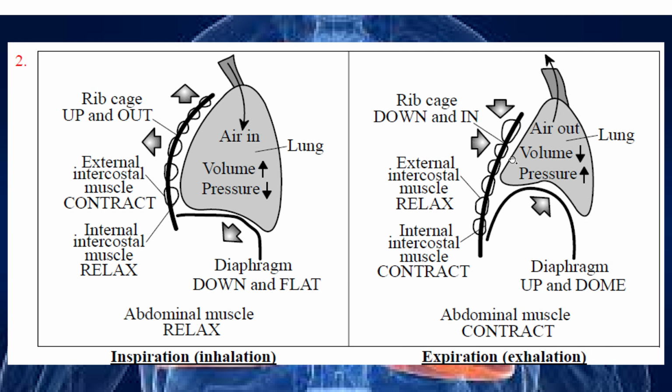On the contrary, when moving down and in, the external one is longer and the internal one is shorter. What do we mean by this? Longer is relaxed, shorter is contracted. So when breathing in, the external one has to contract and the internal one has to relax. On the contrary, when we breathe out, the external one has to relax and the internal one has to contract.